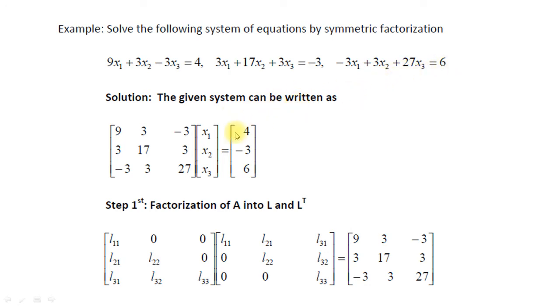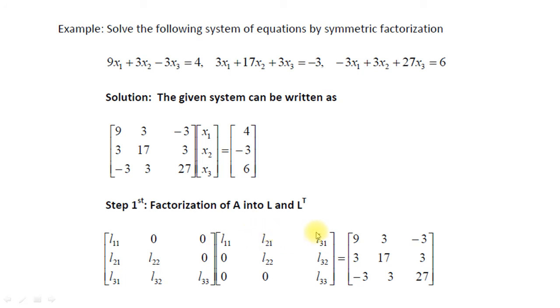Now write the system in matrix form. You see over here, this is the coefficient matrix, this is the unknown matrix, and this is the constant matrix. Now factorize this matrix A into two matrices. One is the lower triangular matrix and the other is the transpose of the lower triangular matrix. So you see over here, dear students, this is the lower triangular matrix L11 0 0, L21 L22 0, L31 L32 and L33. So this is the lower triangular matrix, and this is the transpose of this lower triangular matrix.